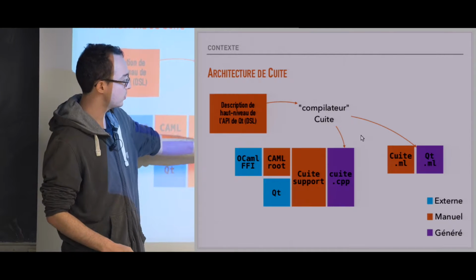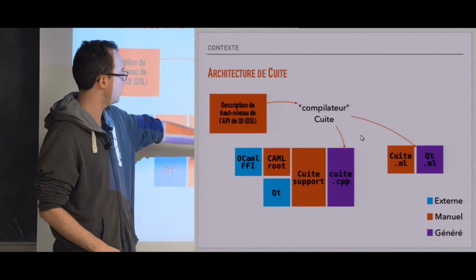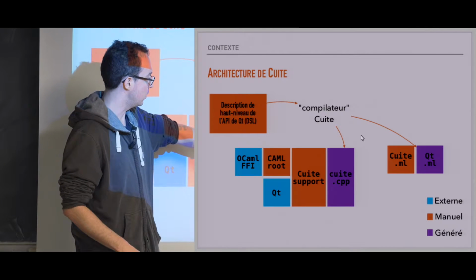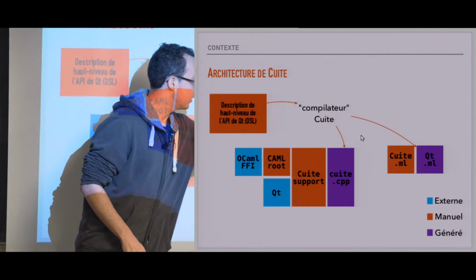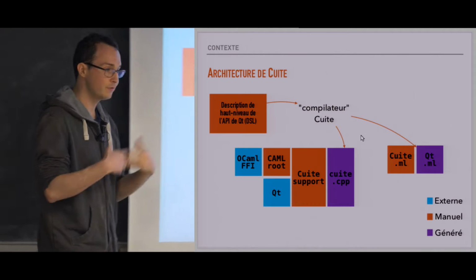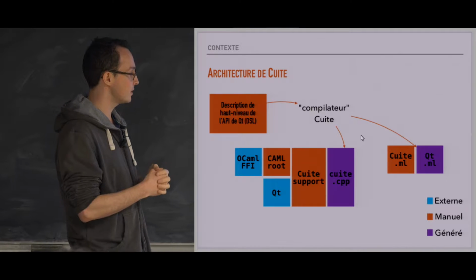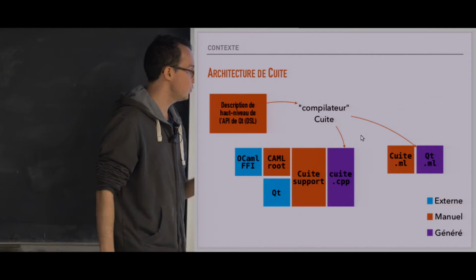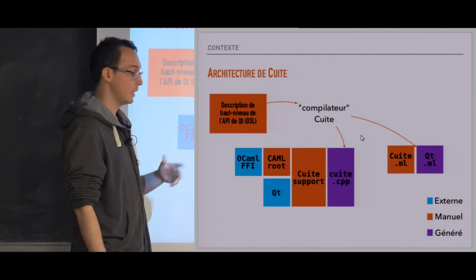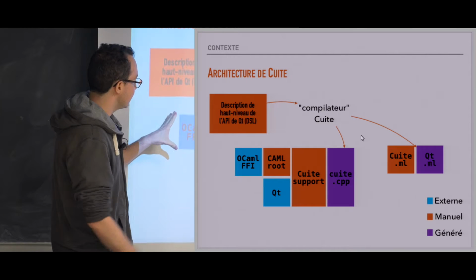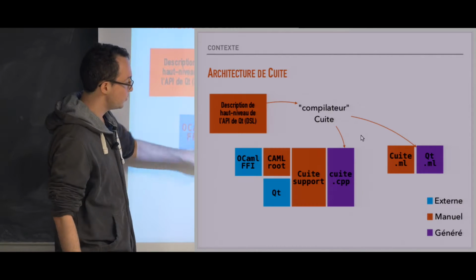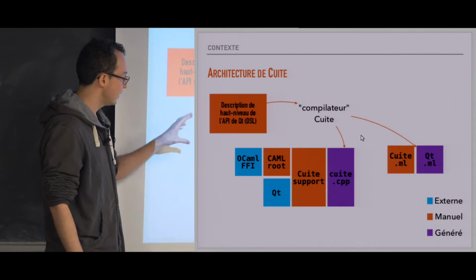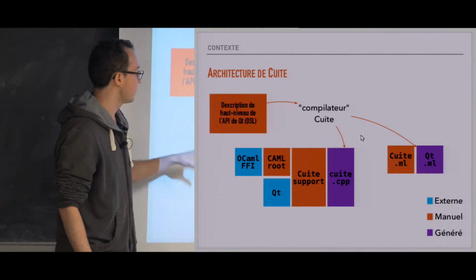So this is a C++ file that will transform the Qt ABI to something which is compatible with the OCaml ABI, and an ML file which will reflect all the functions we described in the DSL to OCaml libraries and programs. And on this side, we have all the support libraries that we use to enable that. So this is C code.